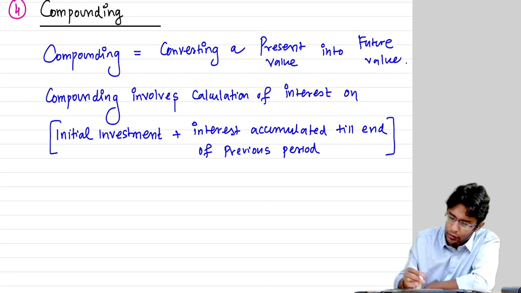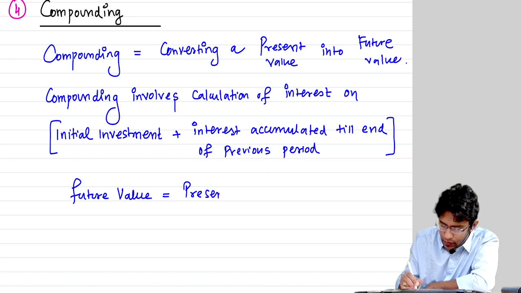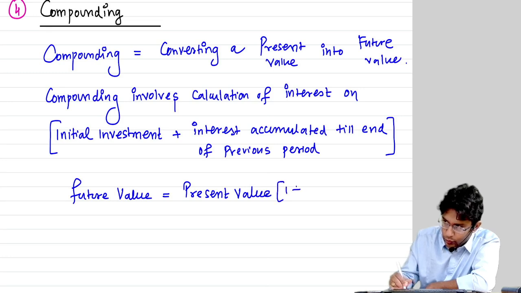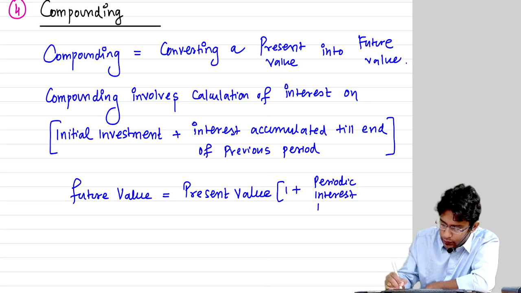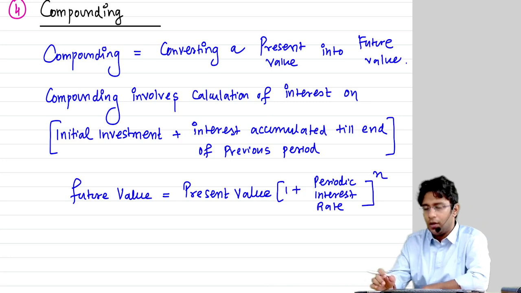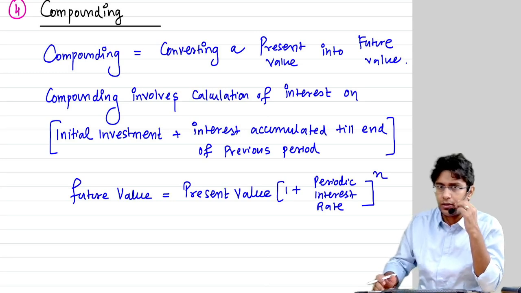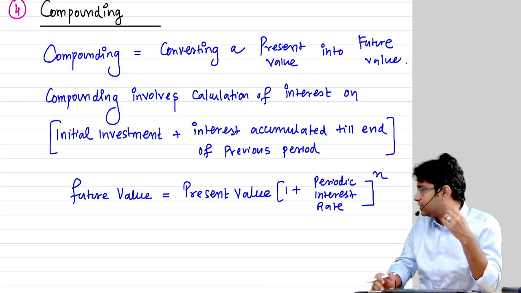Now, coming to the compounding formula. Future value is equal to present value into 1 plus periodic interest rate, whole power n. Now, periodic interest rate, I can simply call it interest rate also, but there is a reason why we are calling it periodic interest rate. You will understand that.